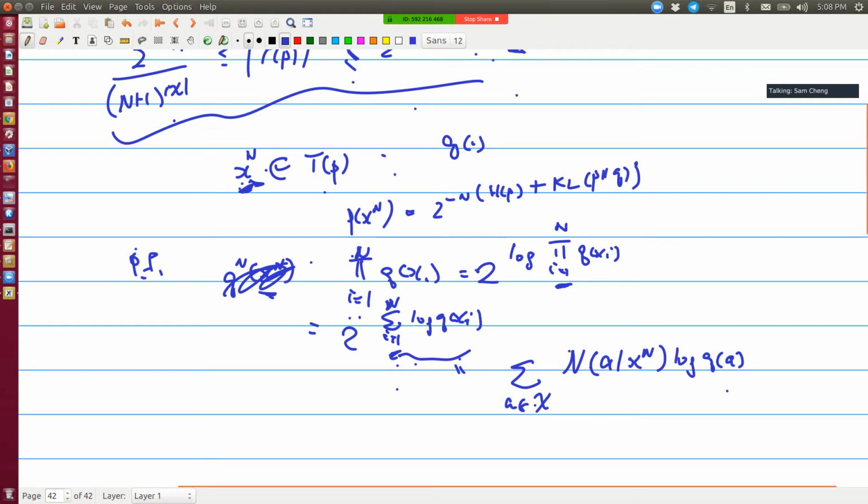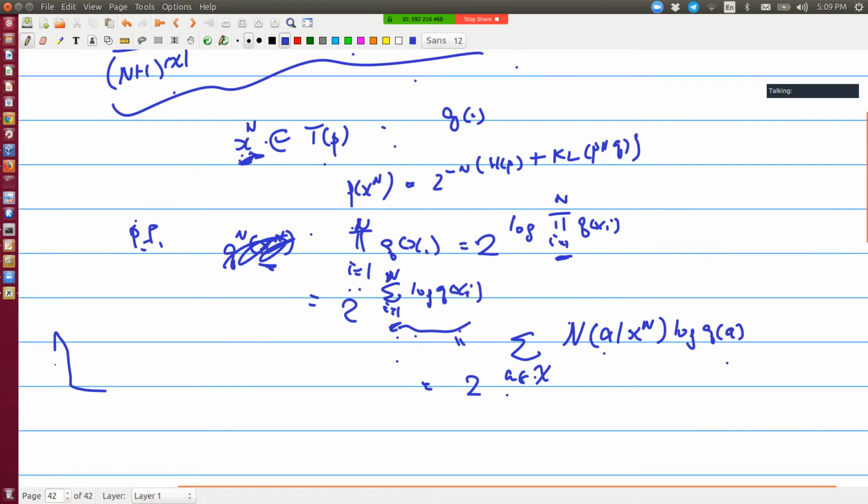Basically, here is the sum over 1 to n. Here instead, I'm summing over the alphabet of X. When I sum over the alphabet, I need to check how many times I need to sum up. For 1, for example, I need to sum up N(1|x^n) so many times, because in the sequence there are so many 1s, and for 2 I have N(2|x^n), so many 2s and so on. So therefore this sum will become this instead.